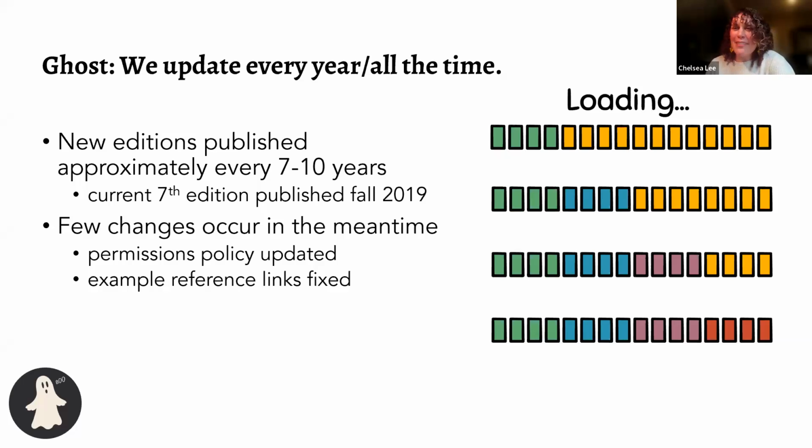For example, I think APA changed the permissions policy if you're reproducing tables and figures in a work that's being published with APA, but all the information for that is on the website. And within our publication manual, some of the links in the reference examples are dead and broken, so we fixed the links when we printed new versions. But big wholesale giant changes aren't happening in between.